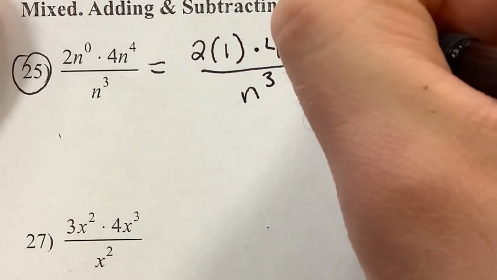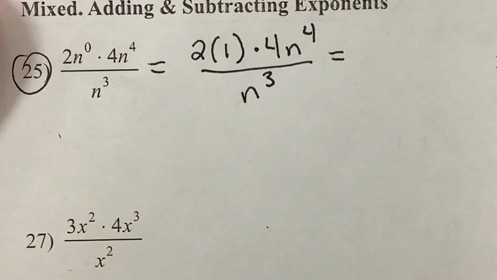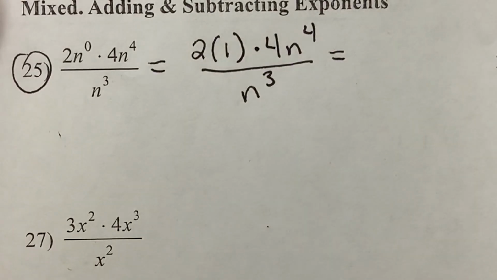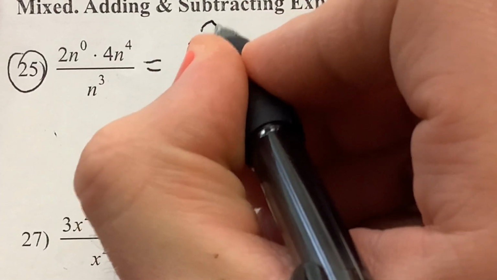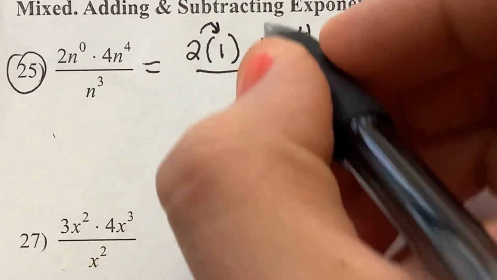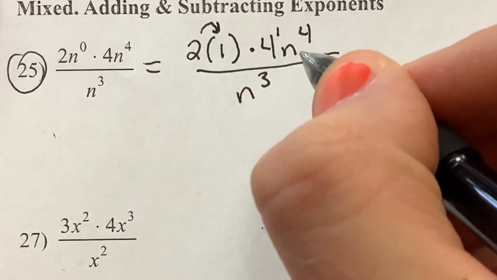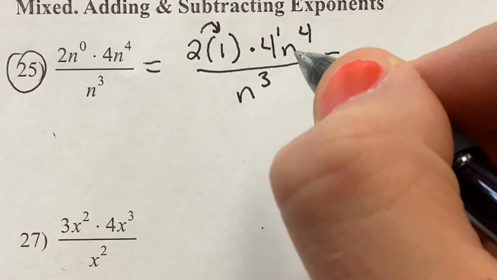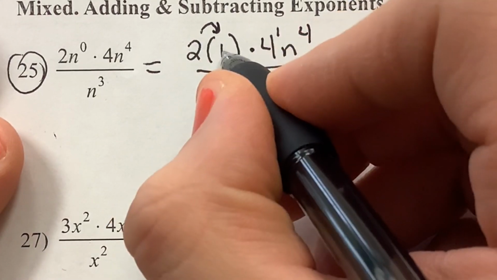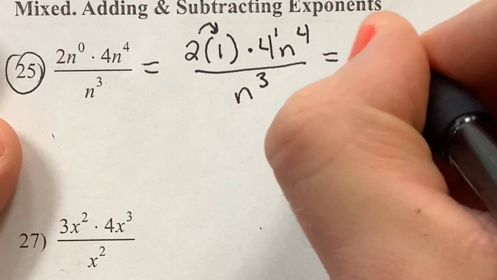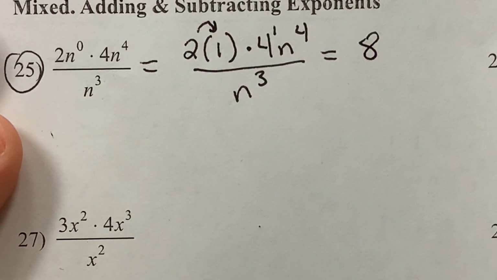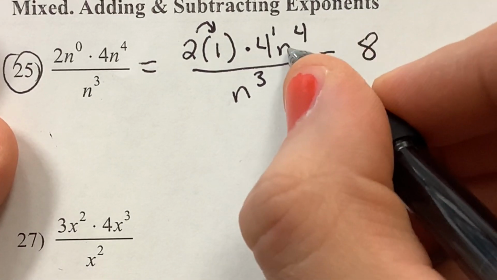Okay, there we go. And then clearly, let's take care of my numbers first. This is just 2 times 1, which is obviously 2. And then even though this 4 right here, they're not like bases, they're just numbers, so we can multiply them. So 2 times 1 is 2. 2 times 4 is 8. There we go.